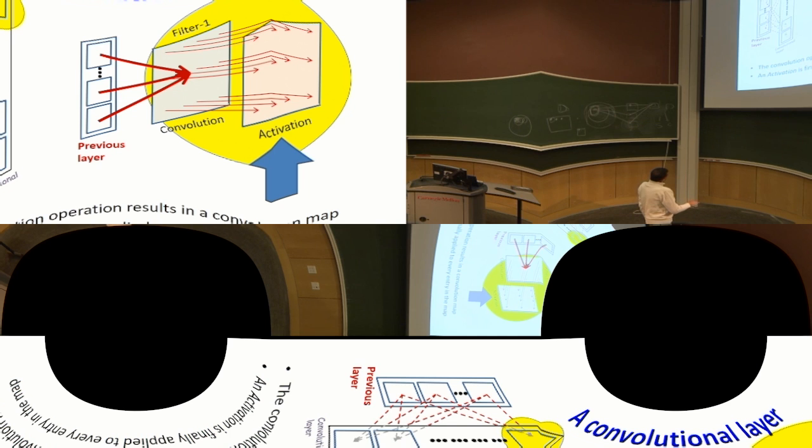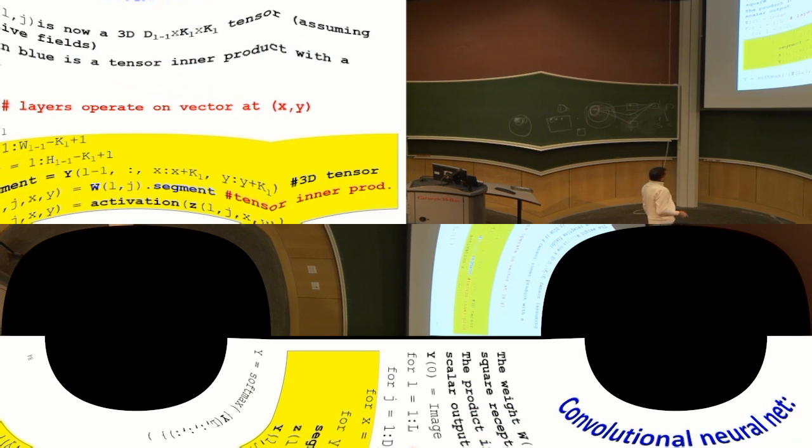So the convolution operation results in a convolution map. That's this guy. And then you apply an activation to it. The activation function can be anything. Typically, we use a ReLU. And so this is the same code as before. I just extended the yellow box to show you that once you compute the z's, you then perform the activations on it to compute the y's.